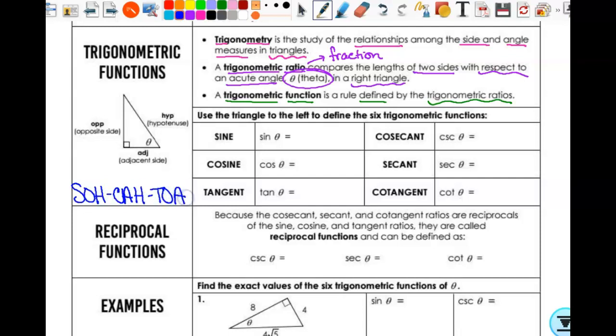SOHCAHTOA. So when I was in high school, we may have done some trig in geometry. I just don't remember. My first memory of doing it is in pre-cal. And my pre-cal teacher was very straight-laced, very dry sense of humor. Like, he was an amazing teacher.